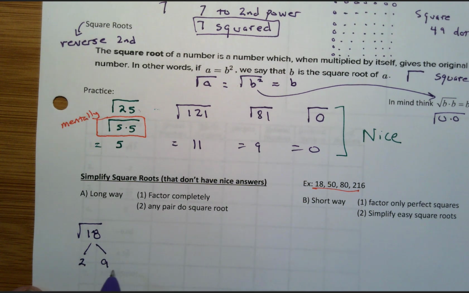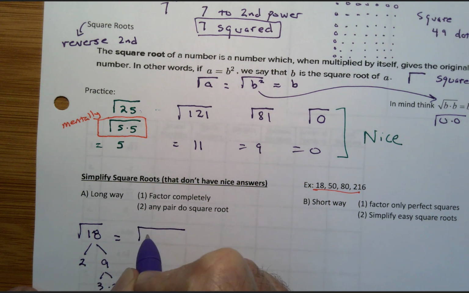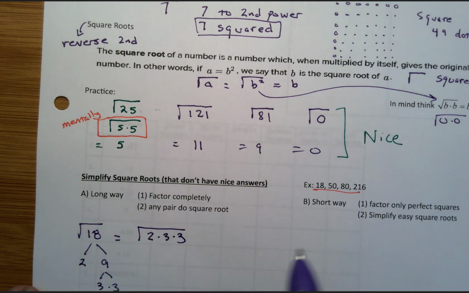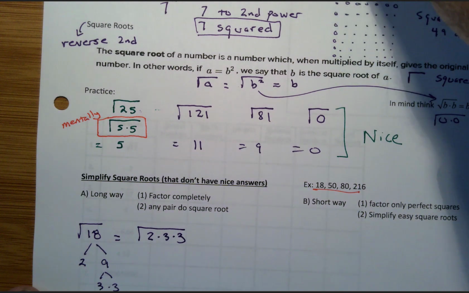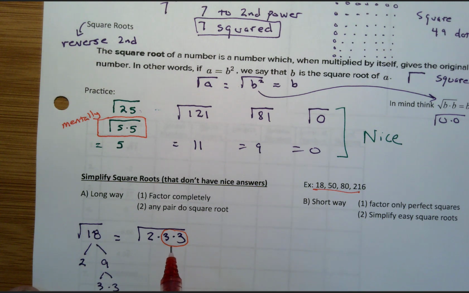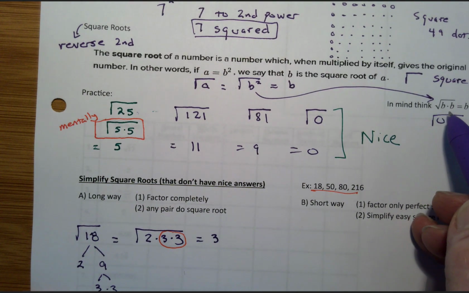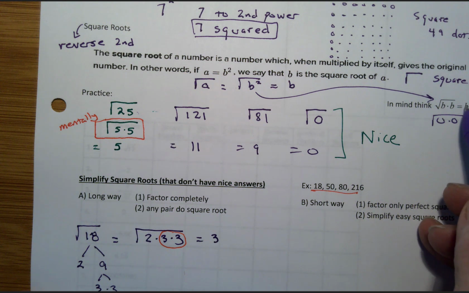But some of you aren't quite following this whole thing, so break it all the way down. 9 is 3 times 3. So the square root of 18 equals 2 times 3 times 3. Now notice 3 times 3 is a squared number. And if you want, you don't have to, but the square root of 3 times 3 equals the whole number 3 all by itself. That's what we learned right here. The square root of b times b, the square root of that answer is just a regular b, no square root.